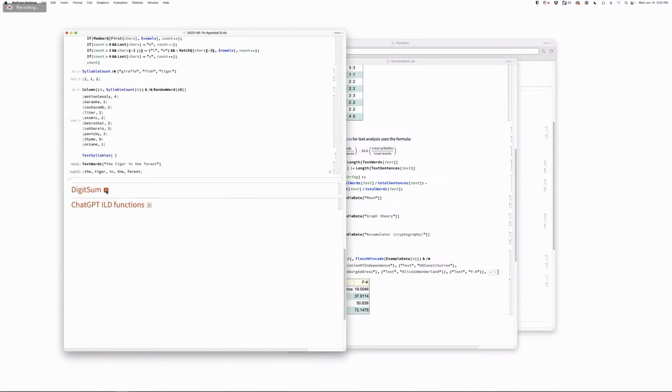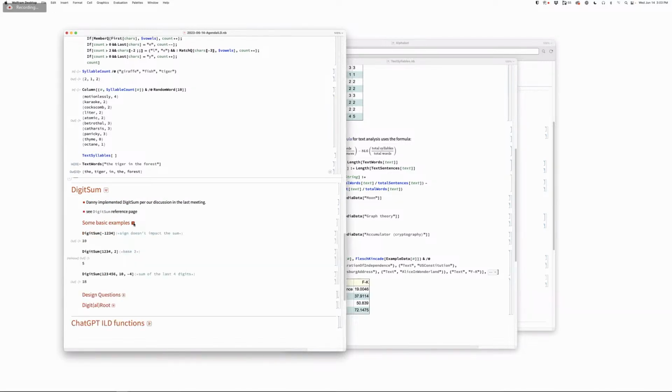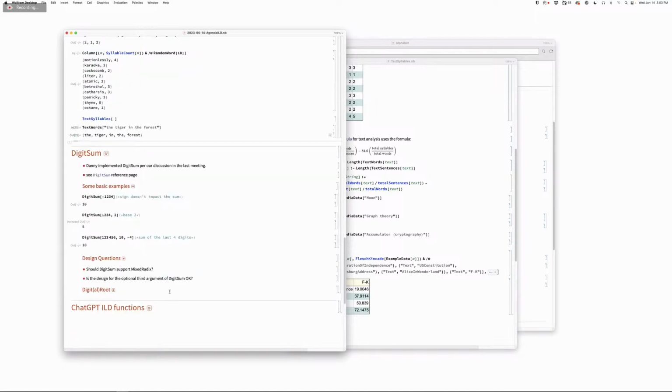Okay. Let's continue. So following our discussion last time, Danny went ahead and implemented DigitSum based on the spec we have. Ian, Dan, and I looked at it a little bit along with some other people. There's a futurized ref page we can look at. And then there are a couple of design questions that come about from that. I think this is fine. The third argument is kind of amusing.